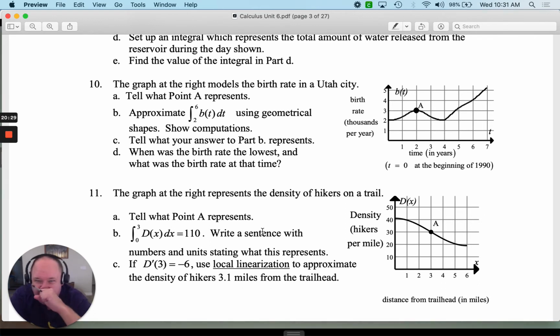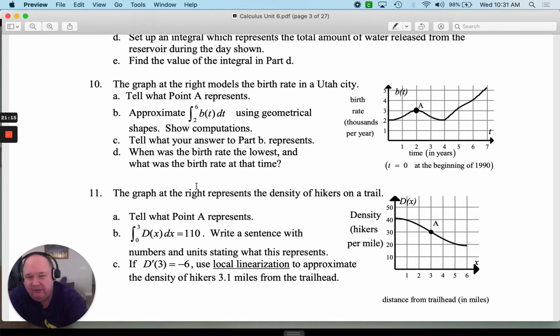When was the birth rate the lowest, and what was the birth rate at that time? So what was the lowest part of the graph? So it looks like at 1990 and 1994. So at the beginning of 1990 and 1994, the birth rate was the lowest at, what was the birth rate? 2,000 births per year.